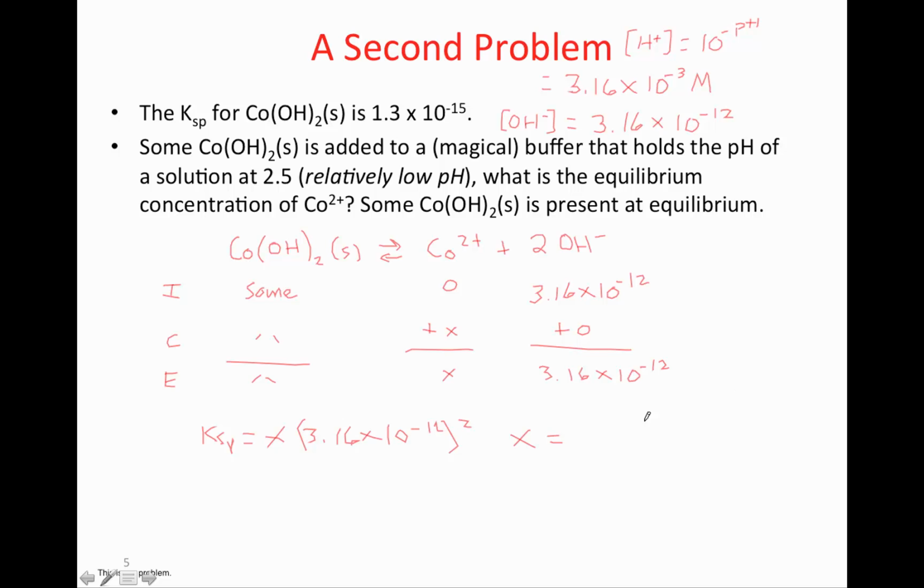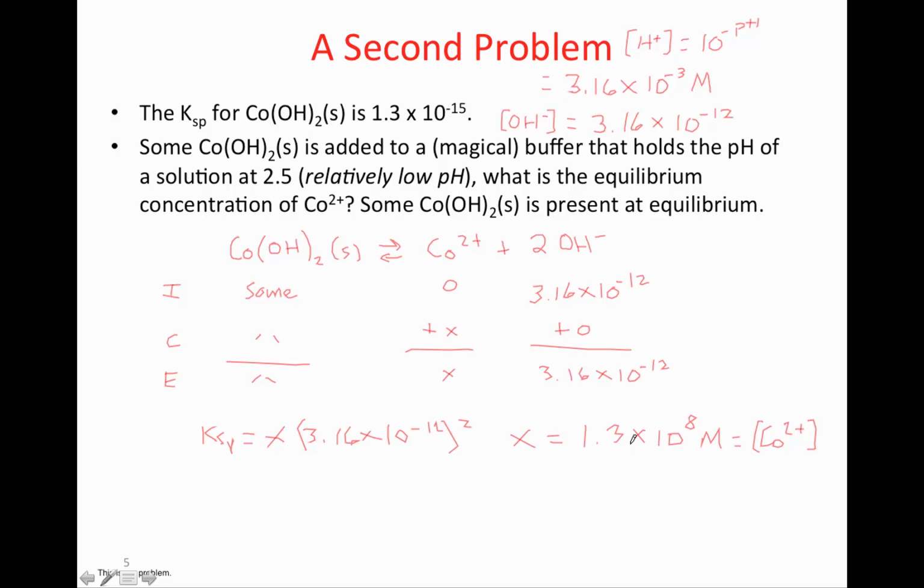Yeah, I get 1.3 times 10 to the 8th. Okay, and that's molar, and this is the concentration of cobalt. Now you might say this looks a little high, and in fact it looks extremely high, and really not even possible. We can't have a concentration this high. I mean, the matter is just too dense.